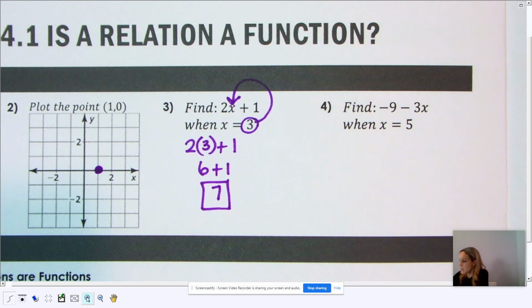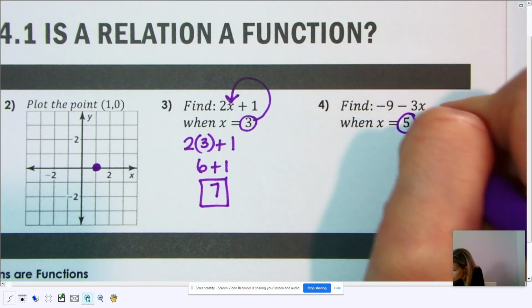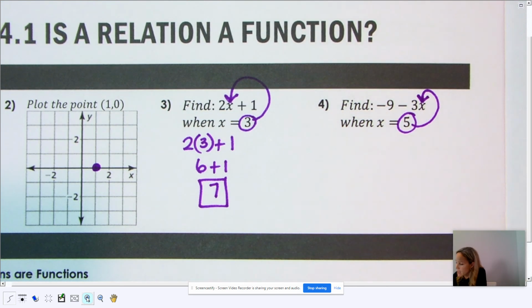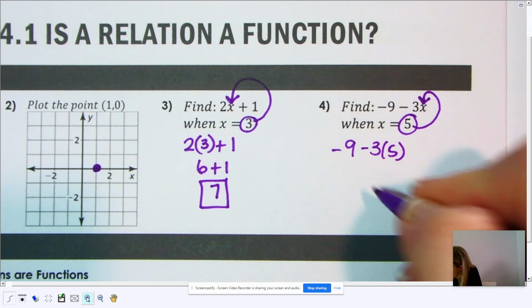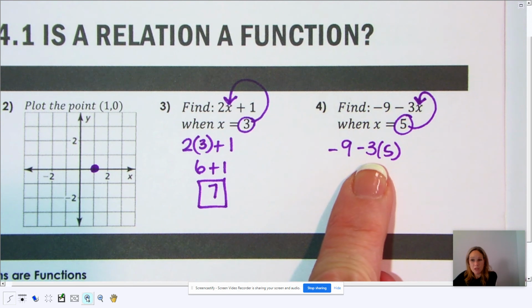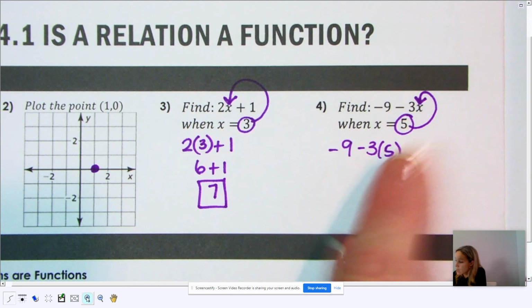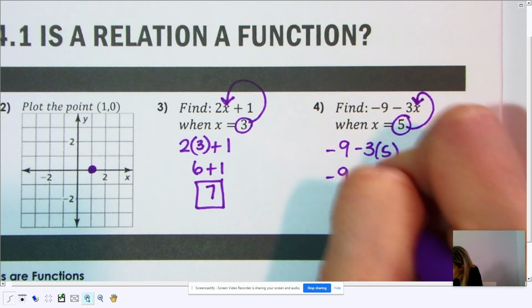And then finally for question number 4 in the warm-up, same thing. We're going to take the value of x equals 5 and we're going to plug that in for the x. So we have -9 minus 3 times 5. Remember that we do our multiplication first before any addition and subtraction. So we have -9 minus 15.